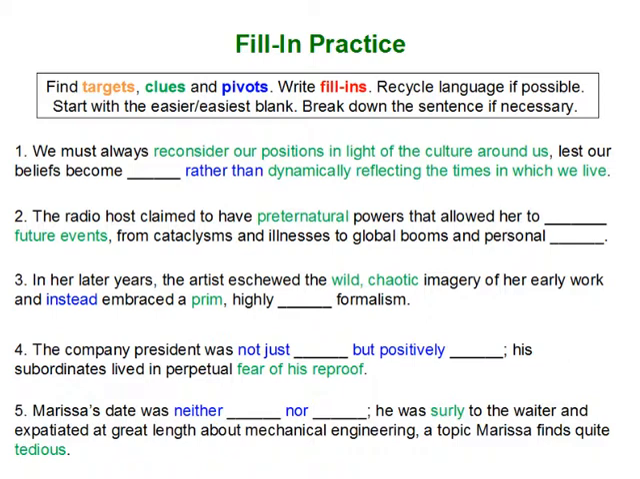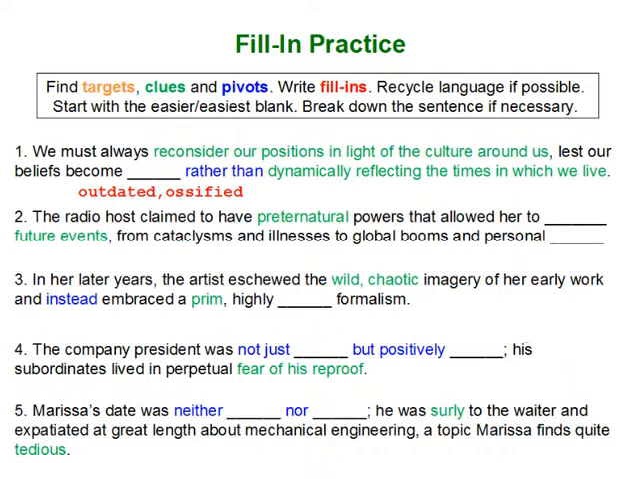Very common pivot here going in the opposite direction. So rather than dynamically reflecting the times we live in, we need something that's the opposite of that. So, what is the opposite of being dynamic? We could come up with several. Here I've got a couple. We could say outdated or ossified. Ossified is a great word to mean sort of to become like bone, to become hard, to become rigid.